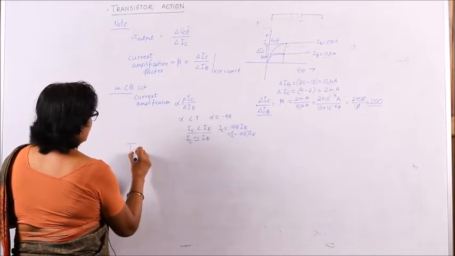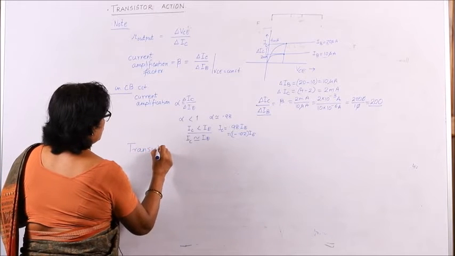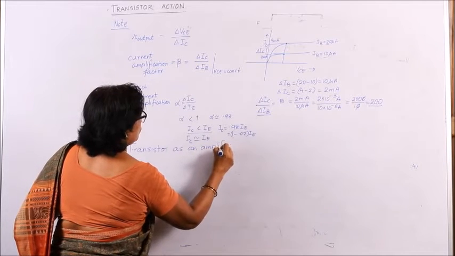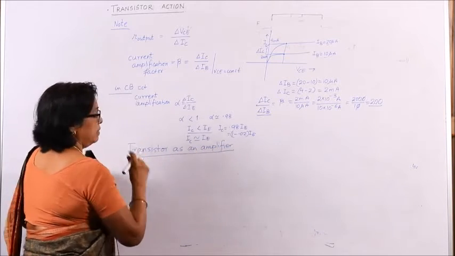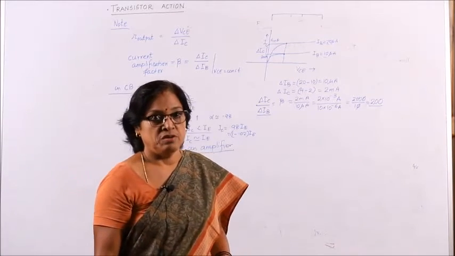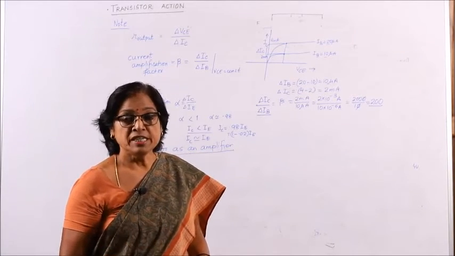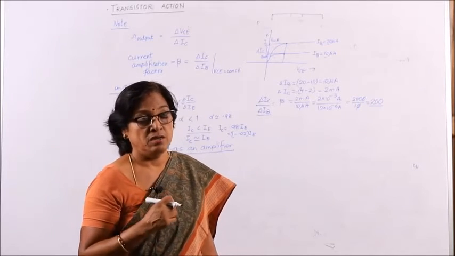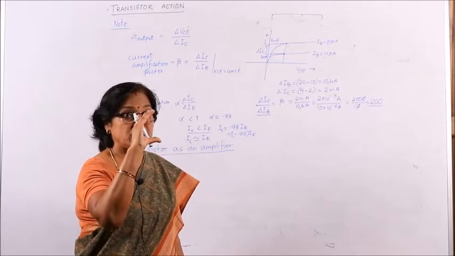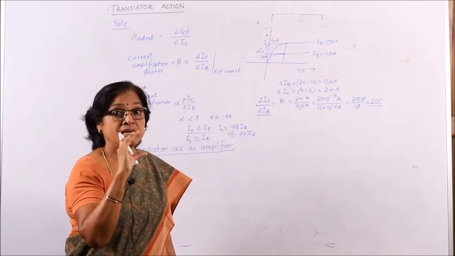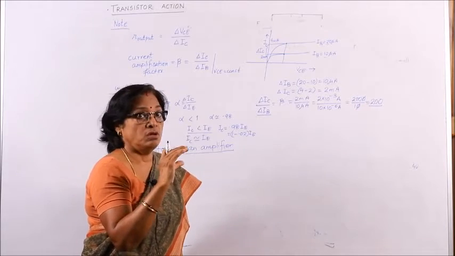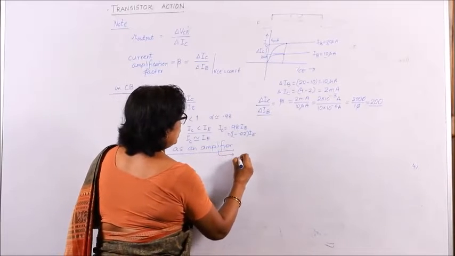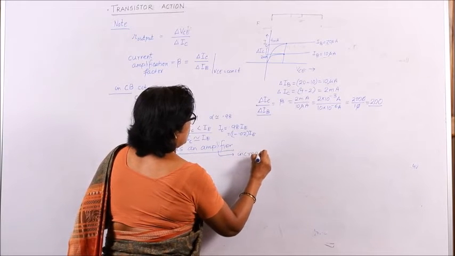So, transistor as an amplifier. See, what is an amplifier? Amplifier is an electronic circuit which increases the intensity or increases the amplitude of a signal. Amplitude, that means the voltage, the maximum peak value of the signal generated, is increased by an amplifier. So, amplifier is the circuit which increases the amplitude.